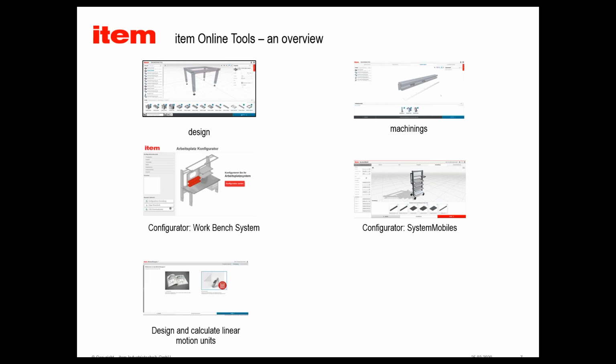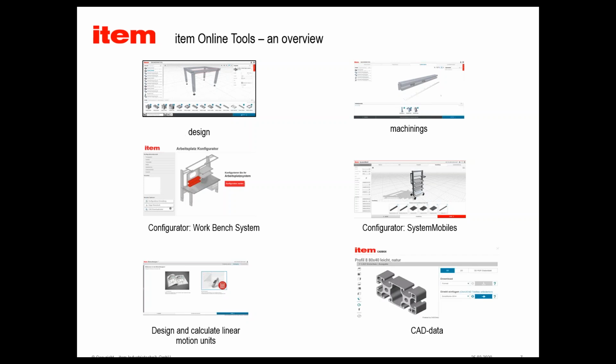We have our item motion designer, which allows you to calculate and find the right linear motion unit for your use case. Not only can you find the right linear motion unit with the gearbox, the engine, and the controller, it also allows you to enter your use case, the load, the dimension, and the speed of the linear unit, and the motion designer will help you find the correct motion unit for your use case.